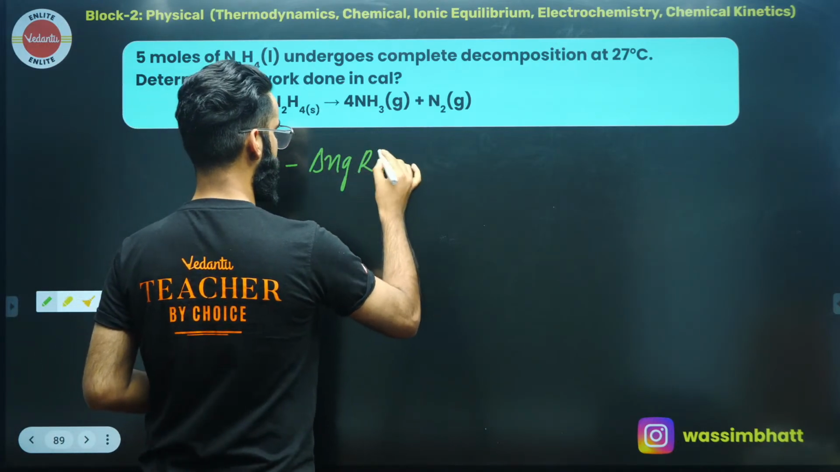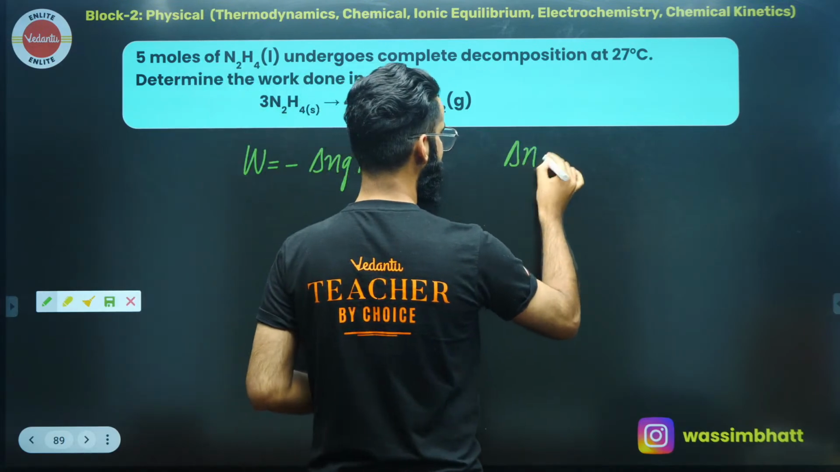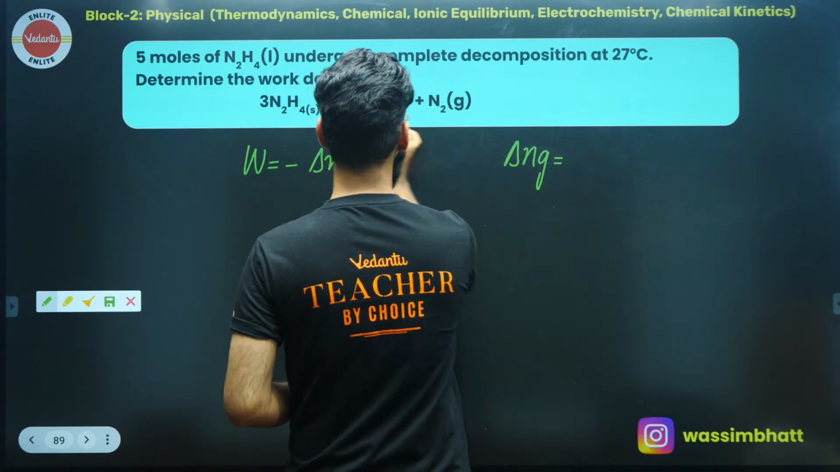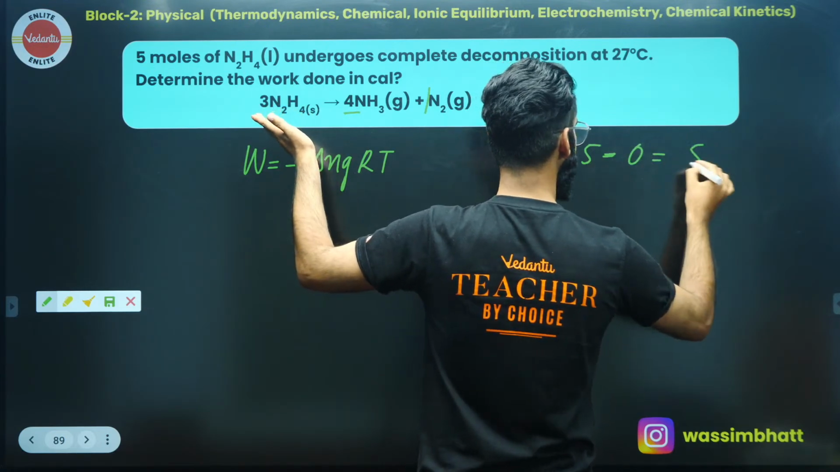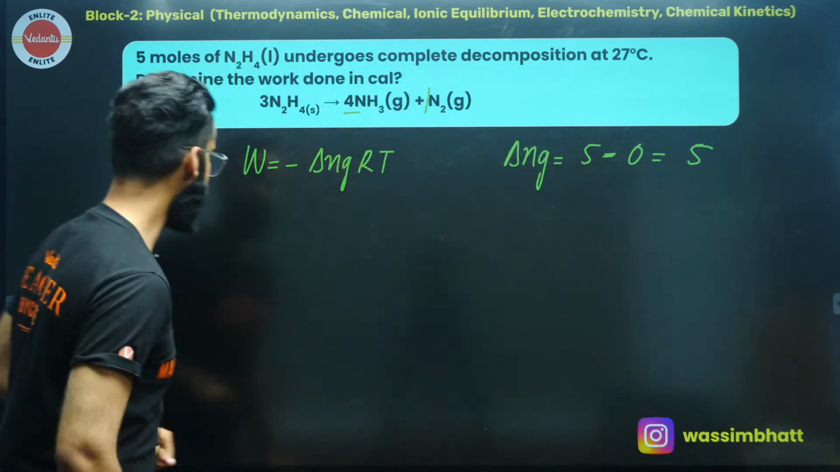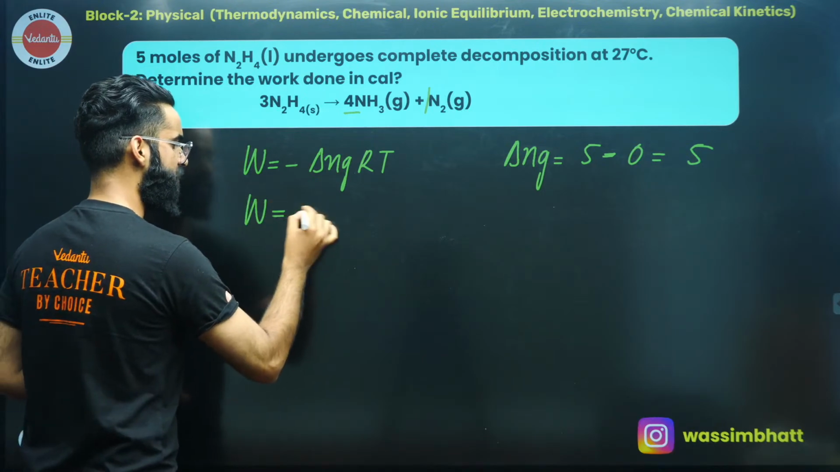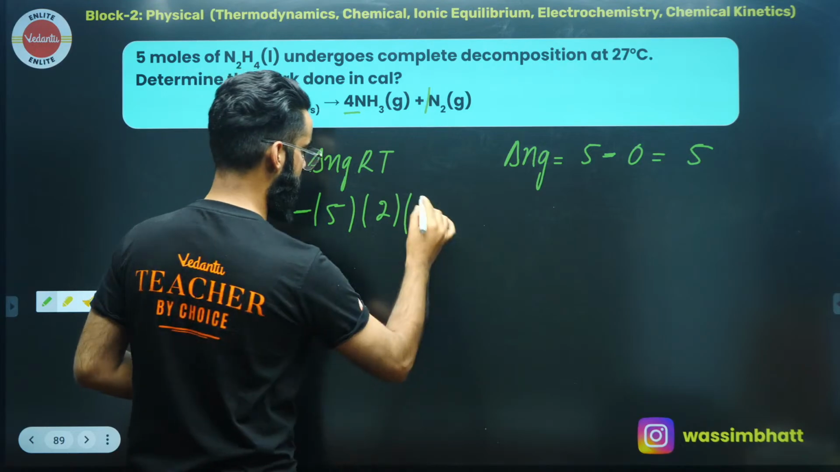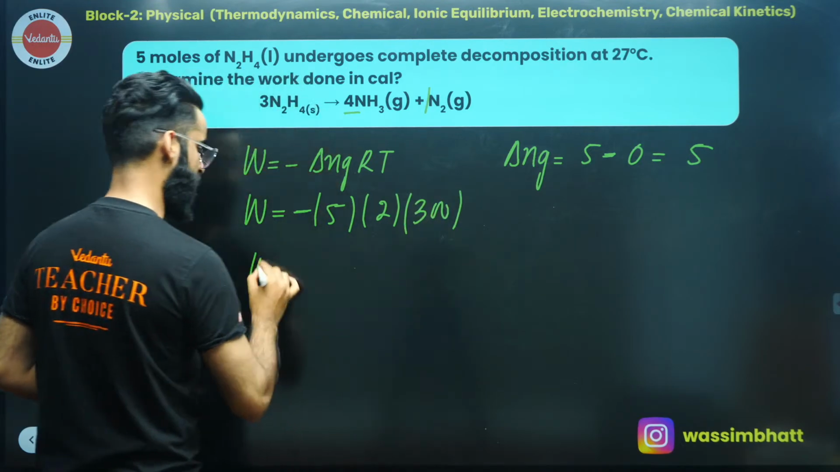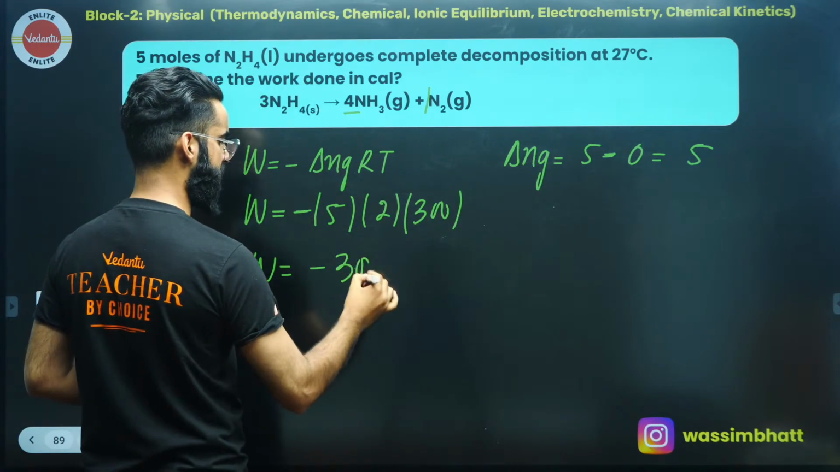Now first thing which you'll be doing over here, you'll be calculating delta Ng value. Delta Ng is number of moles of gaseous products, 4 plus 1, that's 5, minus number of moles of gaseous reactant, that's 0. So delta Ng is 5. If delta Ng is 5, calculate the value of W, which is equal to minus delta Ng RT. R is 2 calories per Kelvin per mole and temperature is 300 Kelvin, right? So the value comes out to be W is equal to minus 3000 calories.